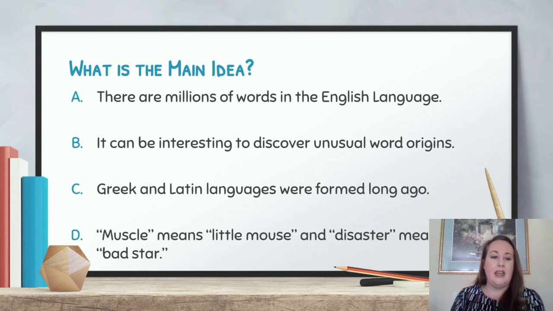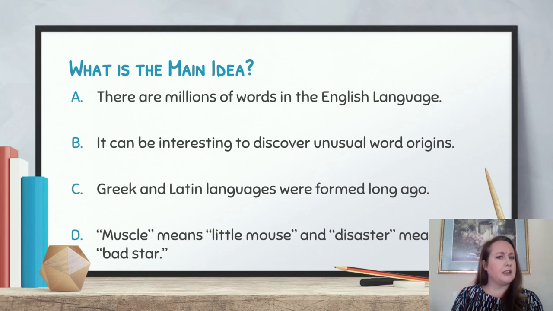So let's look at A and B. There are millions of words in the English language. It can be interesting to discover unusual word origins. All right, so with this one, our choice for the main idea would be B, because we're talking about discovering unusual words, where they come from. Not just the fact that there's millions of words, but where these words come from.